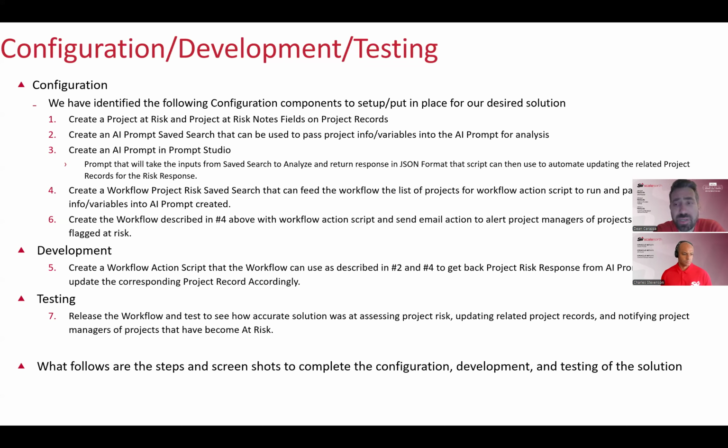And then from a development standpoint, there's going to be one simple script, a workflow action script. That's what's going to do the automation elements of taking the results from a saved search, passing it into the prompt, getting a response back from the AI prompt, and then actually going and updating the related project records and storing back the response on the project records. So that's what we're going to cover, and we're going to jump right into it now.